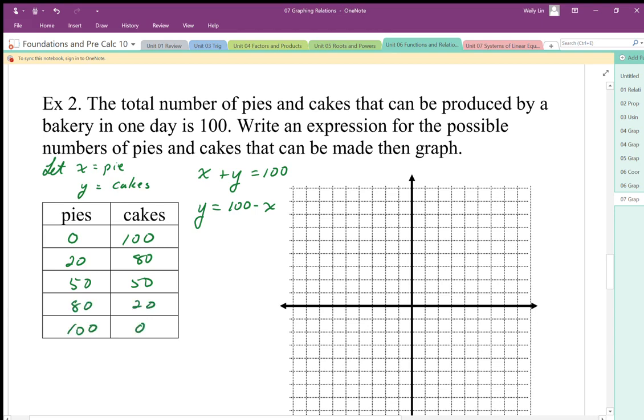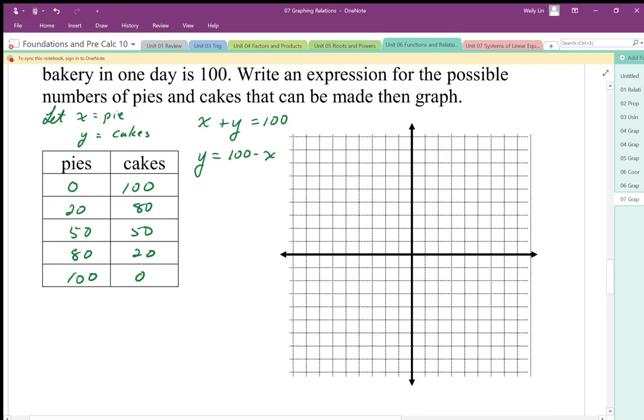Now in this case, it doesn't make sense to make negative pies or more than 100 pies. Okay, so our domain is restricted here. So we're really just going to end up graphing in quadrant 1. And I'm just going to graph 1, 2, 3, 4, 5, 6, 7, 8, 9, 10. I'm just going to say that's my 100, and that's my pies along this axis. And this is cakes along this axis. 1, 2, 3, 4, 5, 6, 7, 8, 9, 10.